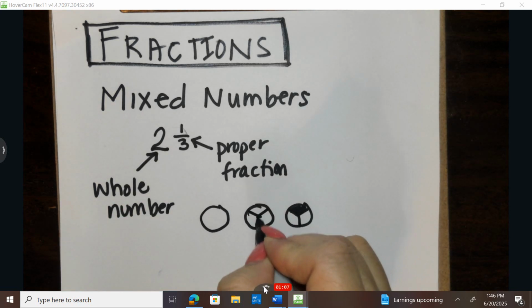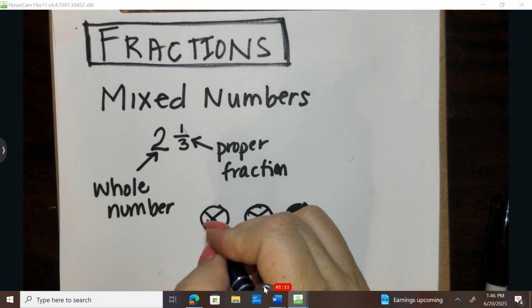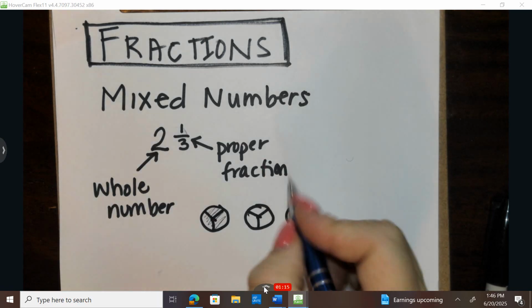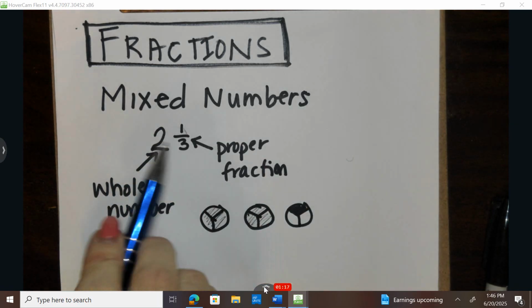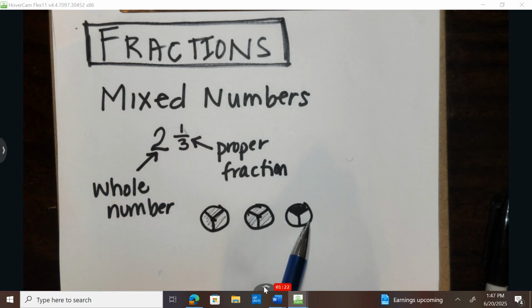So if I go like this, and maybe I can use a pen, it shows it better. So I'm going to completely shade 2 whole portions. And now the proper fraction will be identified as only shading one of the 3. Here's 2 and 1/3.